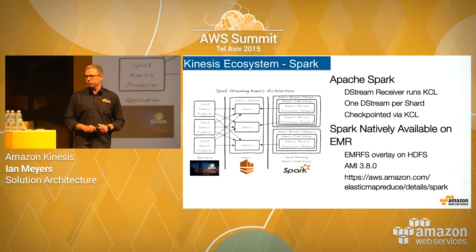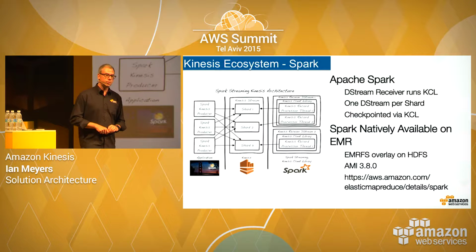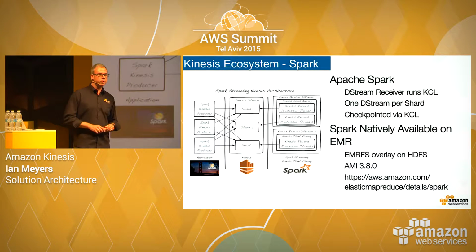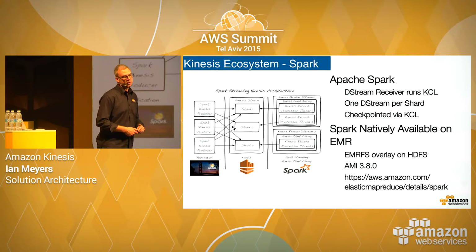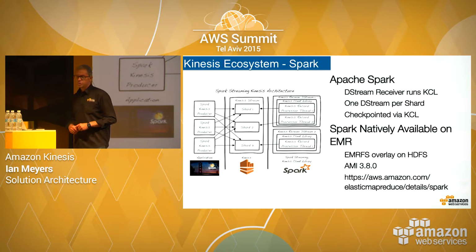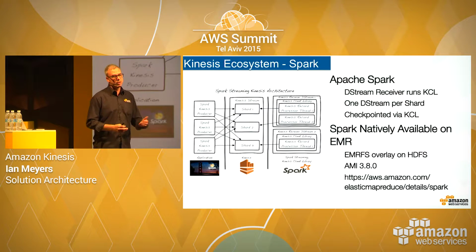And this is a great opportunity for me to shamelessly plug the fact that we just launched support for Spark natively within Elastic MapReduce. So it's never been easier to run Spark on AWS. You also get some really important features of Elastic MapReduce that you weren't able to leverage very easily before. For example, the EMR file system, which is an overlay on top of HDFS that gives you massively improved performance for your Spark jobs when they're working with S3-based data.